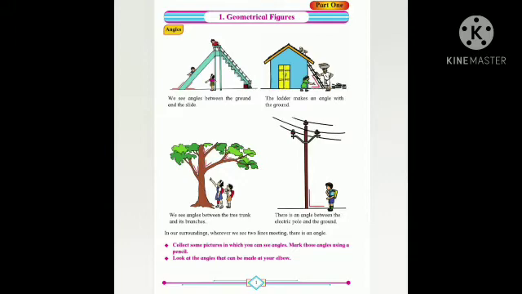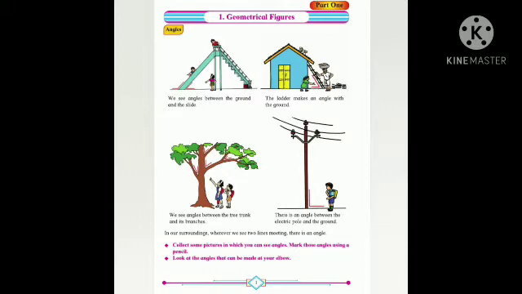In the next picture, people are working. To reach the roof, they have used a ladder. The ladder makes an angle with the ground. In the third picture, we can see the tree. It has many branches and kids are finding the angles. In the fourth picture, an electrical pole is shown which makes an angle with the ground. It means there is an angle between the electric pole and the ground.